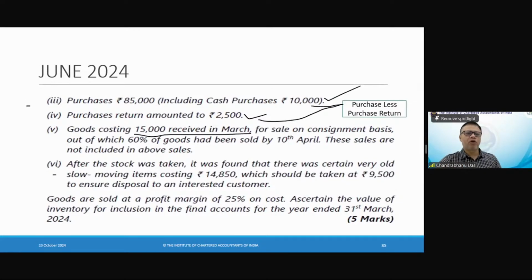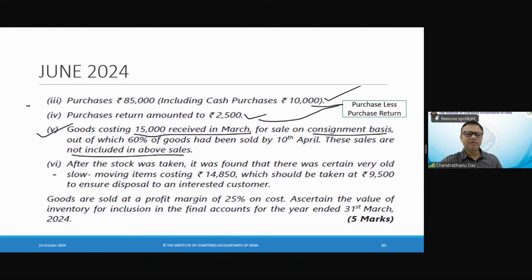Fifth point, 15,000 goods were received in March for sale on consignment basis. Out of which 60% of goods have been sold by 10th April. These sales are not included in the above sales. Before that, I will show you in the purchase I have put a minus sign, because cost of goods sold I will add, and purchases I will deduct with a minus sign.